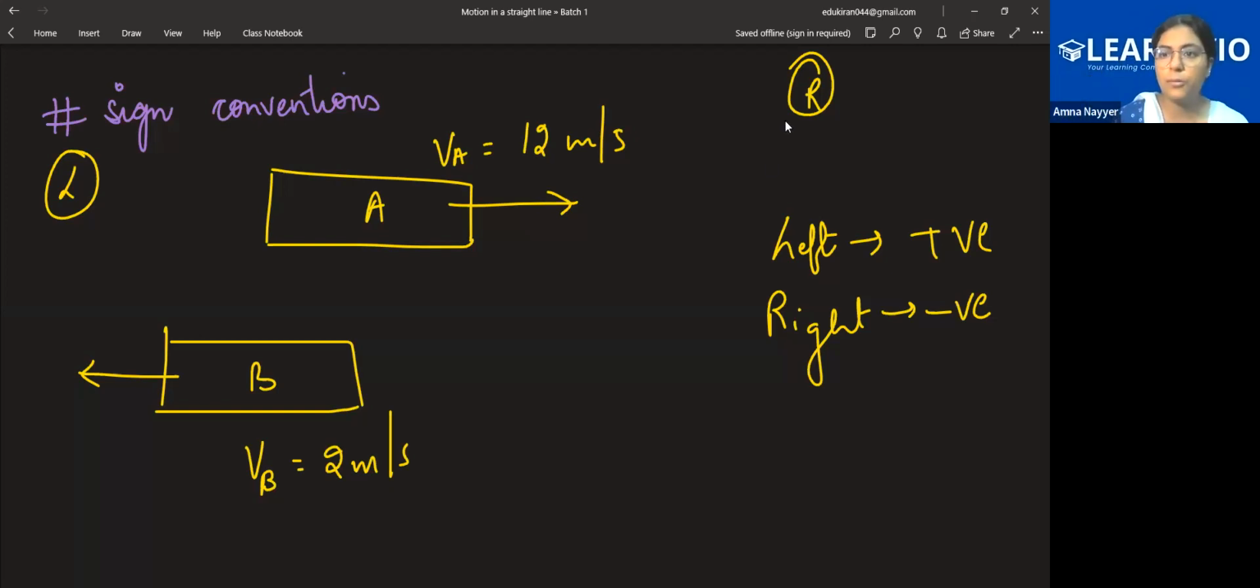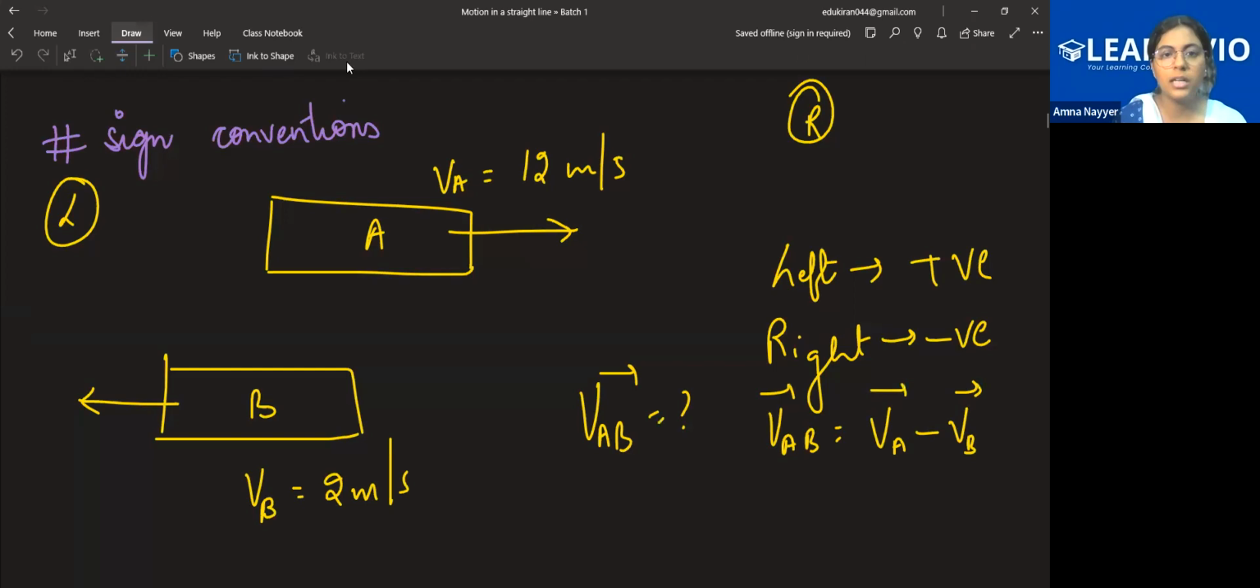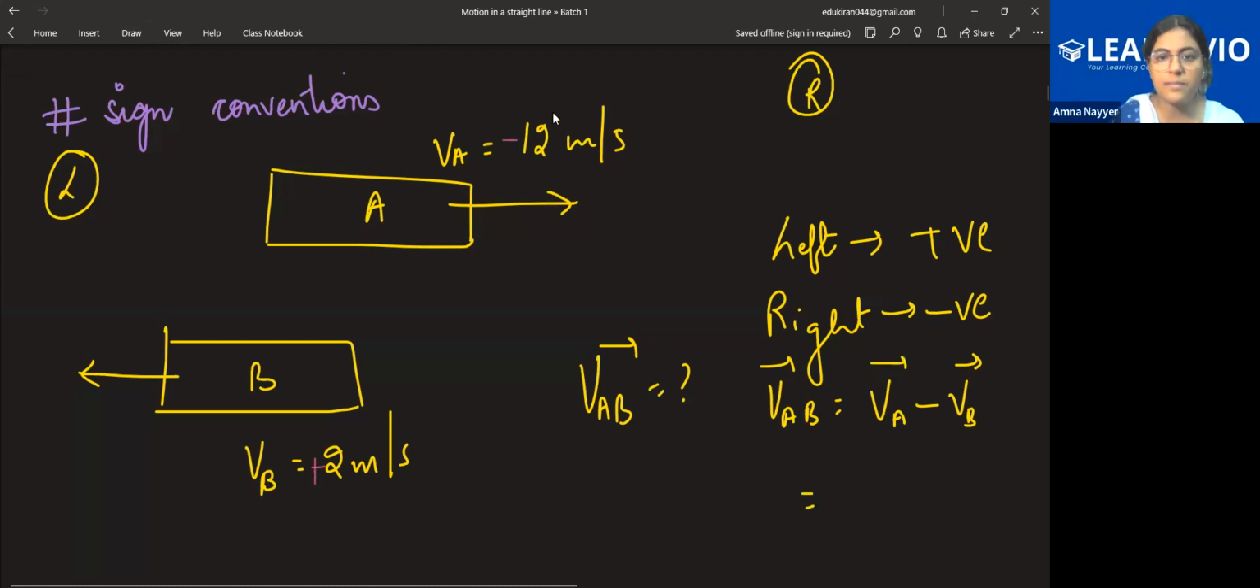Suppose I have to calculate the relative velocity of A with respect to B. VAB would be VA, the velocity of A, minus the velocity of B. Now look, I have to take left as positive, so this would be positive, and right as negative, so this would be negative. Now let me place the values. What is VA? VA is minus 12. What is VB?